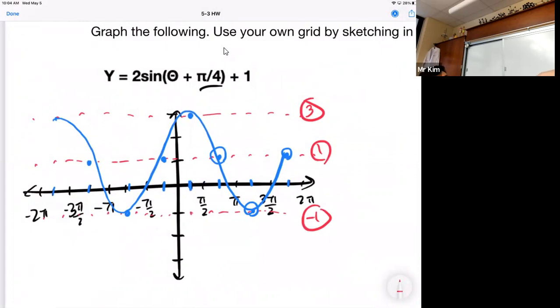So we have 2 sine of theta, or x, plus pi over 4, plus 1. So what we do is we start at the middle at negative pi over 4 because we move it to the left pi over 4. And then you just keep on bouncing back and forth every pi over 2 intervals. Okay, so it's a little bit off. It's not really symmetrical about the y-axis because it's transitioned pi over 4. But hopefully that's what you see, okay?